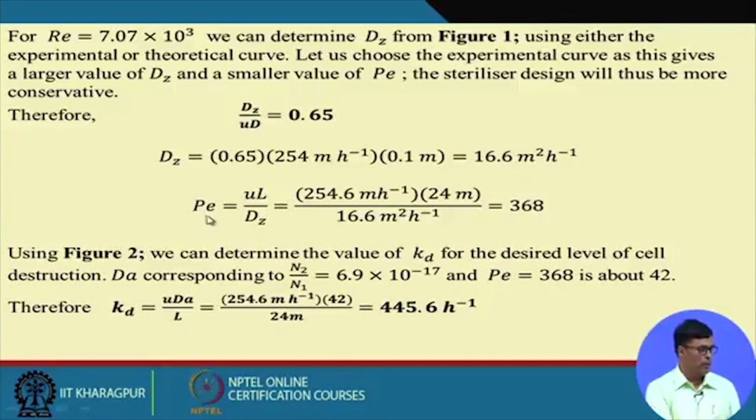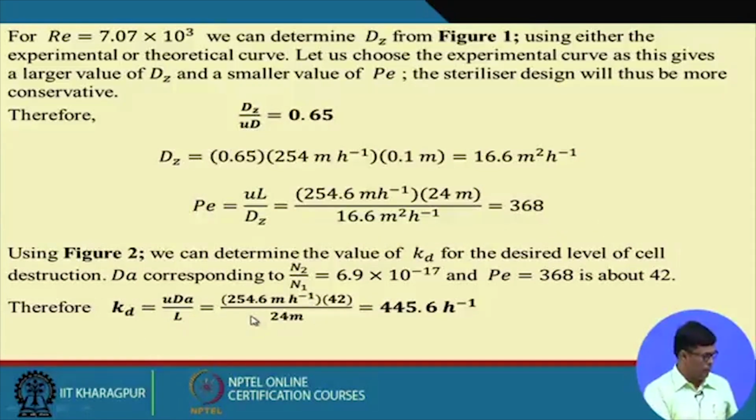Then your Peclet number is equal to UL by dz. U is the velocity, 254.6 meter per hour, into 24 meter, the length of the tube. Then divide by the dz value, and you will get 364.8.